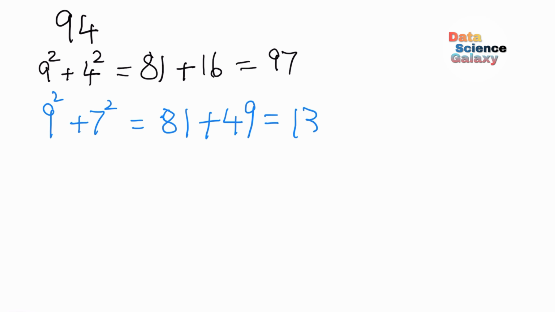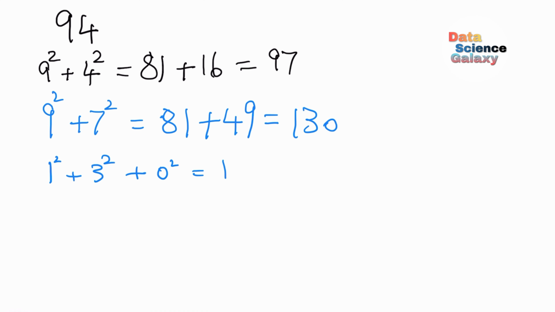Now again we take 130, take the individual digits of the number. So we get 1 square plus 3 square plus 0 square. That is nothing but 1 square is 1, plus 3 square is 9, plus 0. So we get 1 plus 9 is 10, 10 plus 0 is 10. So we get 10. Now take this 10.